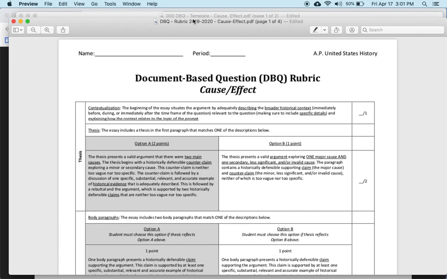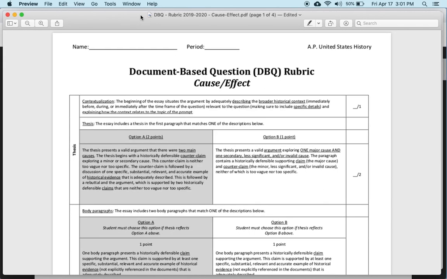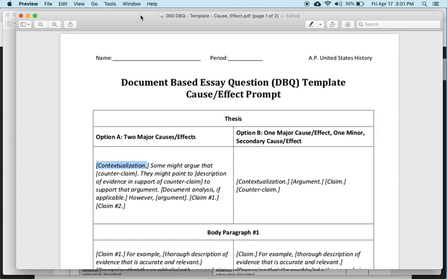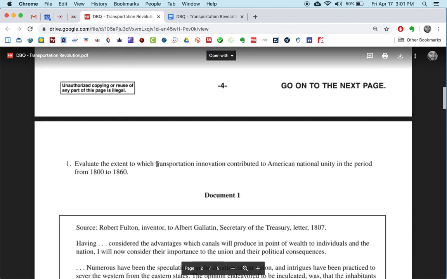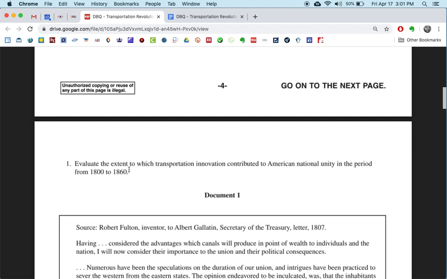Let me show you what I mean by that by walking you through my example. So the prompt is about the transportation revolution, or innovations in transportation, during the period between 1800 and 1860. I could have talked about a lot of things that happened before 1800, like the American Revolution, the drafting of the Constitution, the political divisions between the early Federalists and the Democratic Republicans in the 1790s, you name it. That would have been fair game because it happened before 1800.